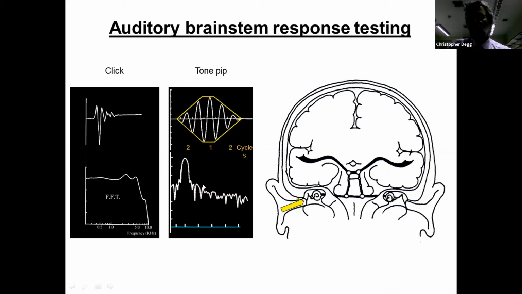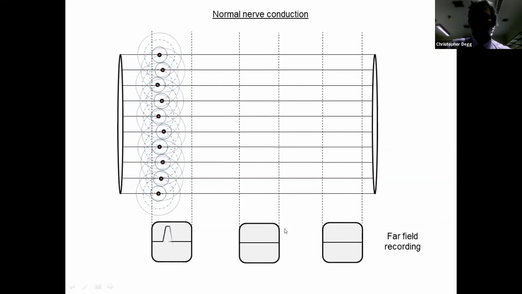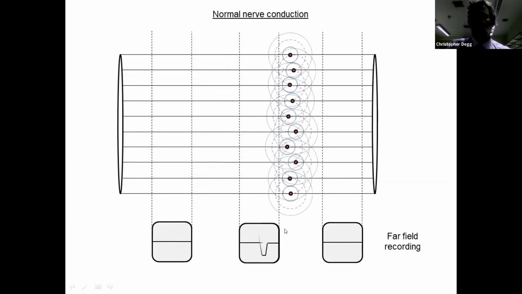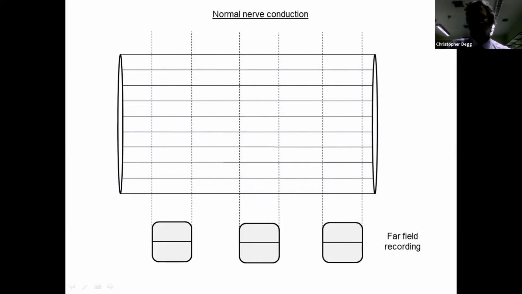The sound goes into the ear canal, click or tone pip, goes through the middle ear to the cochlea. It then generates an electrical signal that goes up the nerve and up the brainstem. And as this current flow passes through the tissue, it spreads until it eventually hits the skin surface, and we pick that up with electrodes using similar techniques that we mentioned before for visual. The nerve has got lots of fibers, and it relies on all of them firing synchronously. If they're asynchronous, then the signal doesn't really travel through the tissue very well.